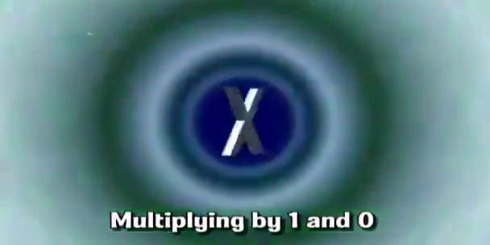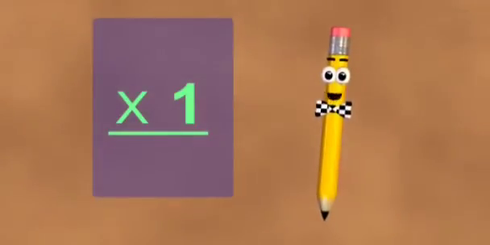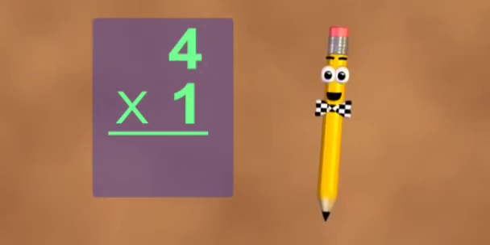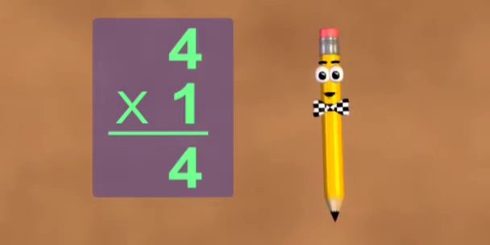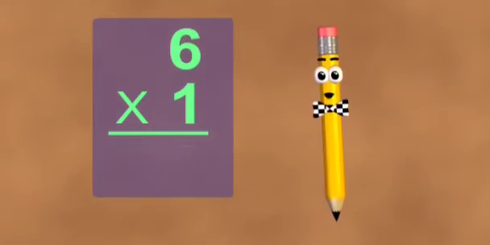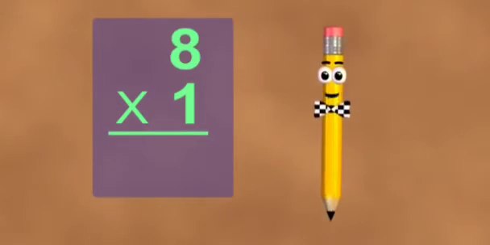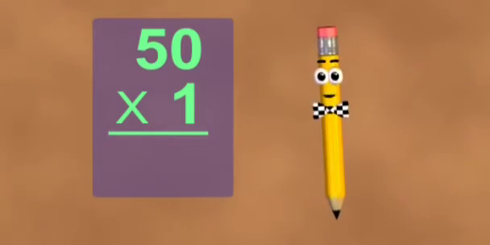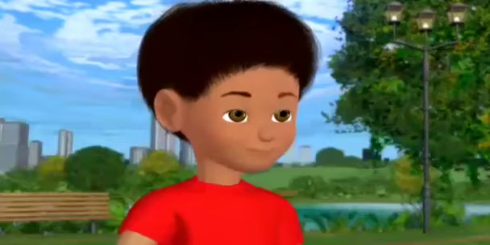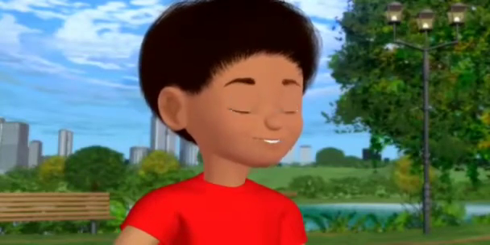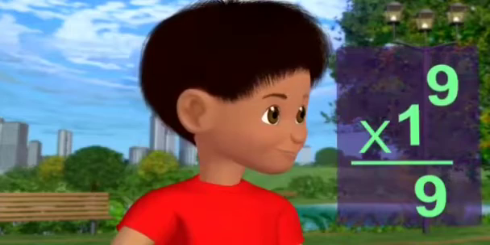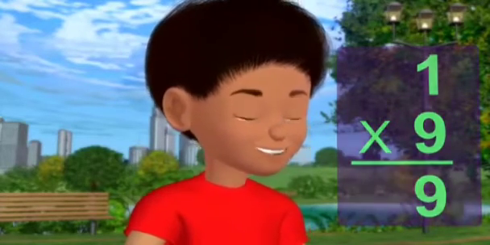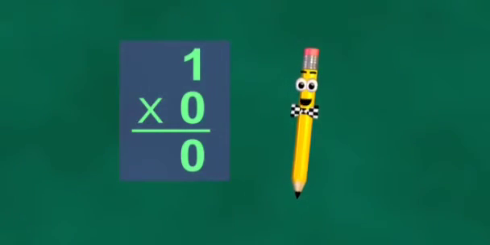Can we have any other multiplication by 1 and 0? Whatever number is multiplied by 1, we get the same number. 50 cross 1 makes 50. 9 cross 1, or 1 multiplied by 9, we get the same number 9.